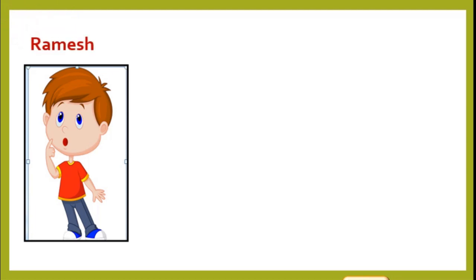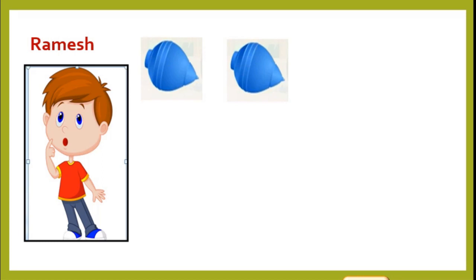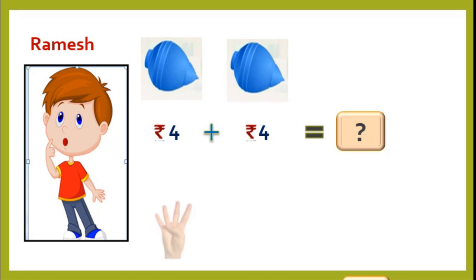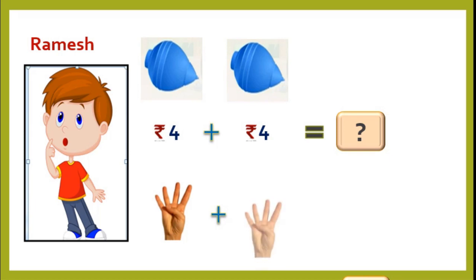This boy named Ramesh, he purchased 2 tops from that shop. The cost of each top is rupees 4. He purchased 2 tops, means how many rupees he has to give to the shopkeeper. We will help him to count. See, this is rupees 4 on your fingers, then plus. On another hand, again we have 4 fingers we can take here.